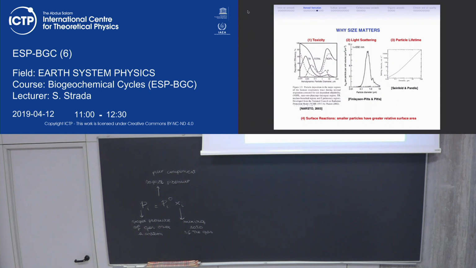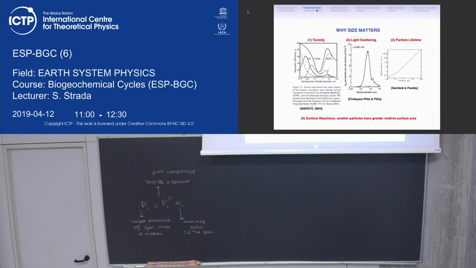Here we have the settling velocity given as a function of the size of the aerosols, and as you see, the larger the size, the faster is the gravitational settling of the particle.